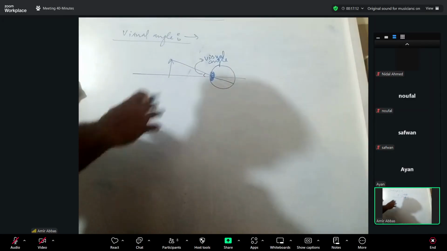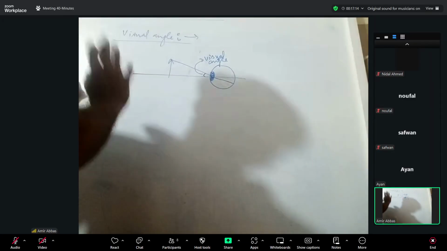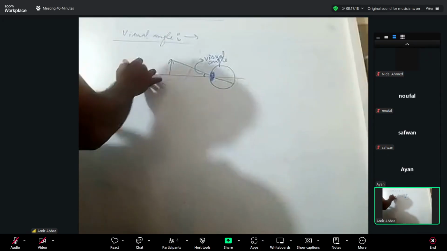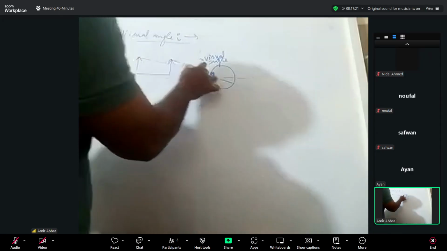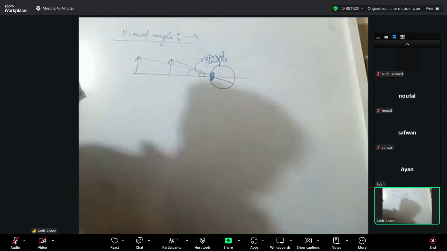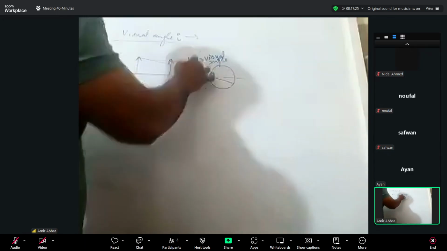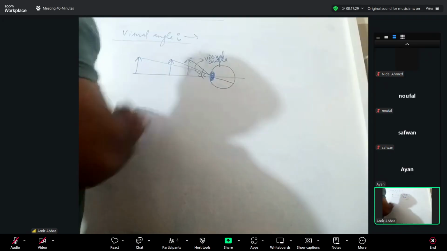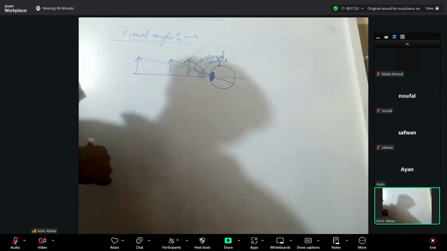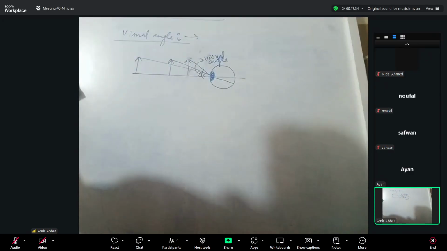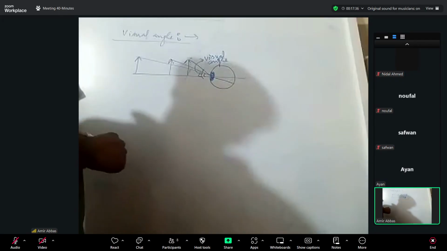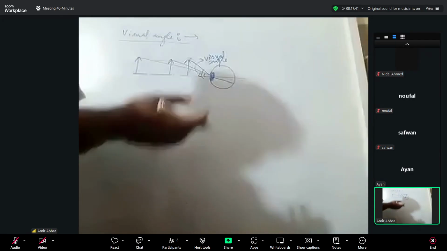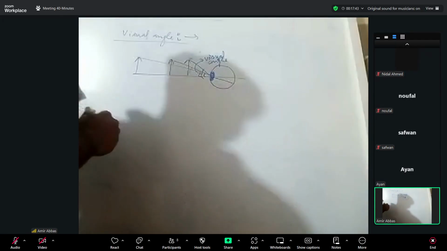So how enlarged an object can be seen depends on this visual angle. If the object is very far, let us say the object is over here, it will subtend a smaller visual angle. If the object gets closer up to here, it will subtend a larger visual angle. So visual angle decides how big an object can be seen. If the object is close, it will subtend a bigger visual angle as compared to an object which is far away.